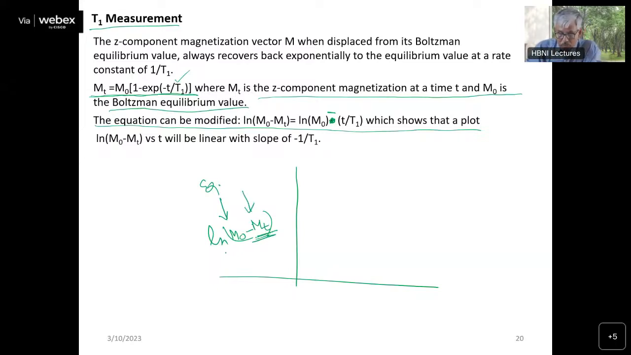Then you plot that value against time t. You will see there will be a straight line, and the slope is 1 by T1. So if you find the slope, you can find out the T1. So this is one way.